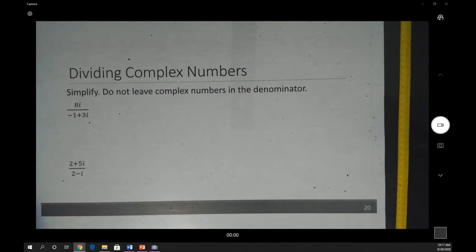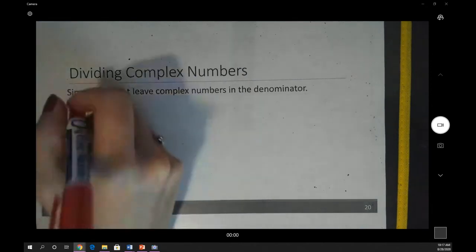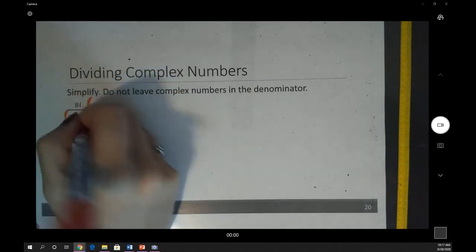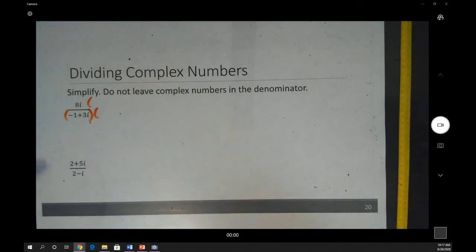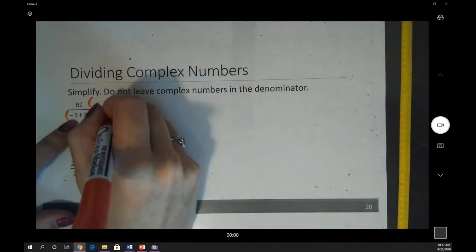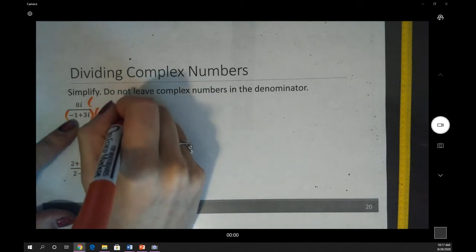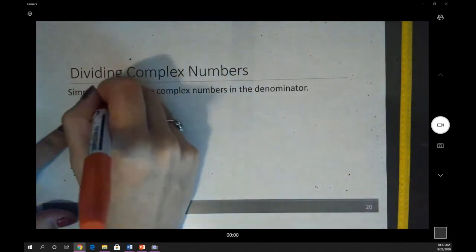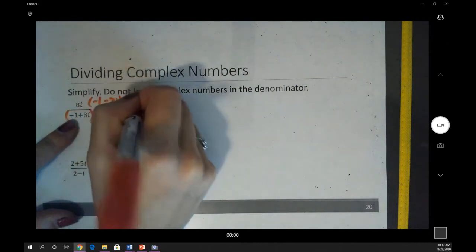So what we're going to do is when we have a fraction with i in the denominator, we are going to multiply the numerator and the denominator by the complex conjugate of the denominator. So right now we have negative 1 plus 3i, so we're going to multiply by negative 1 minus 3i. But if we do it to the denominator, we also have to do it to the numerator so that the fraction stays equivalent.